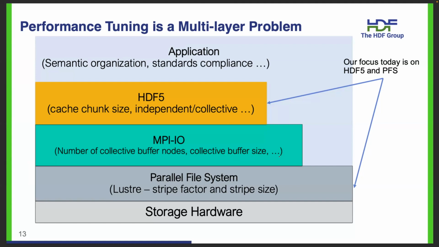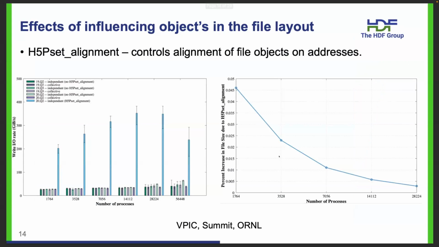Then you have the parallel file system, which you can also tune by using set and stripe factor and stripe size. So all this comes into play when you're doing it on a parallel file system. It makes it a much more complicated case, especially compared to the serial case. And one example, as we've mentioned in past talks, is that the set alignment can have a pretty big impact.